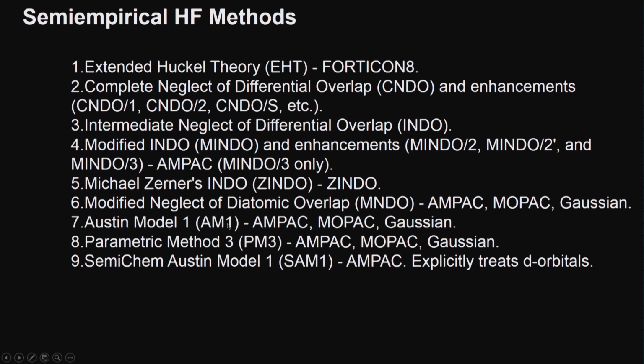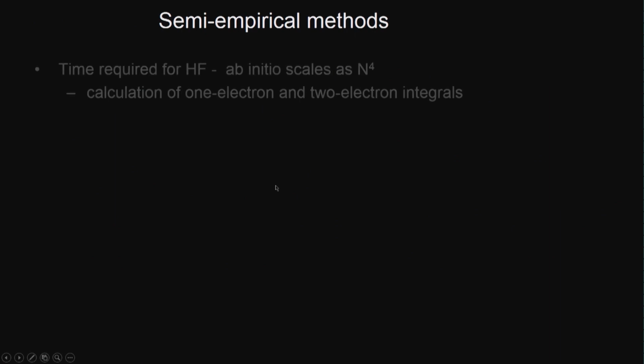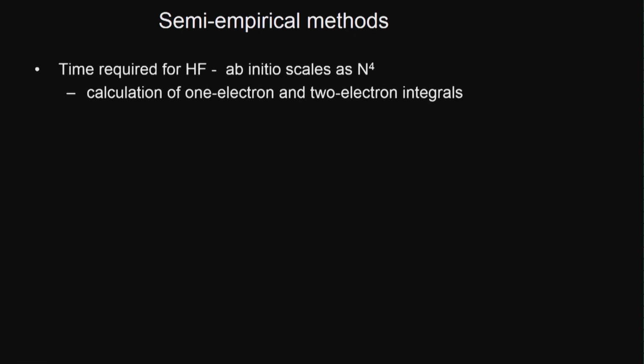Then Austin model 1, AM1, AMPAC, MOPAC, Gaussian. Parametric methods, PM3, AMPAC, MOPAC, Gaussian. Semi-chem Austin model 1, AMPAC explicitly. So there are many different types of methods, and generally I would suggest, if you can, use the AM methods and PM3 type of methods. Of course, MOPAC is also used quite a lot. All these methods are popular, but generally you can stick to the ones I have marked here. So let us look at some of these methods.